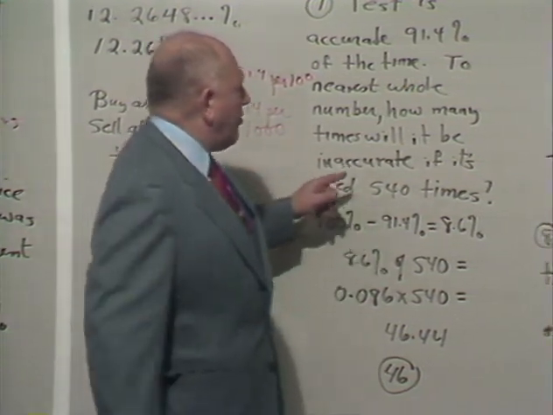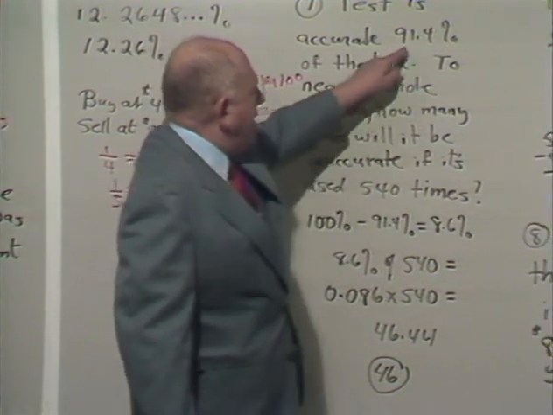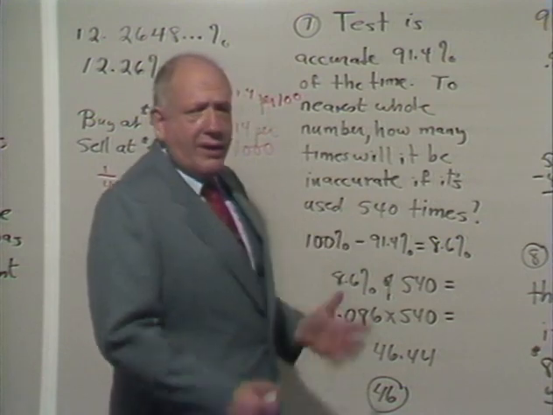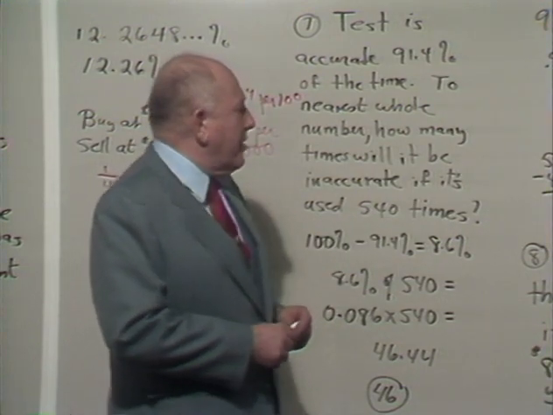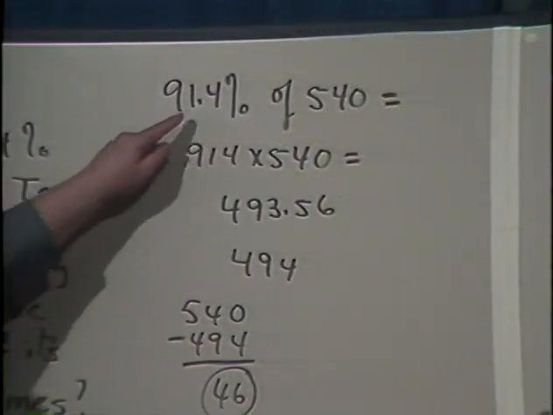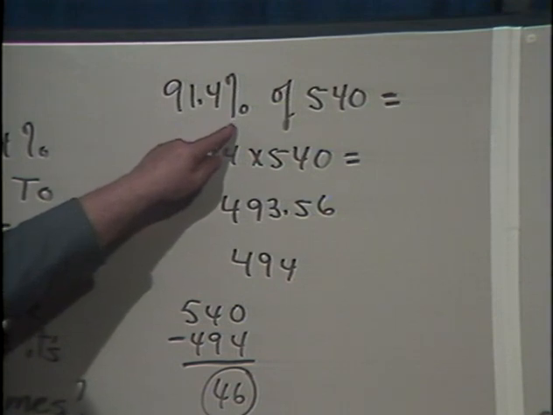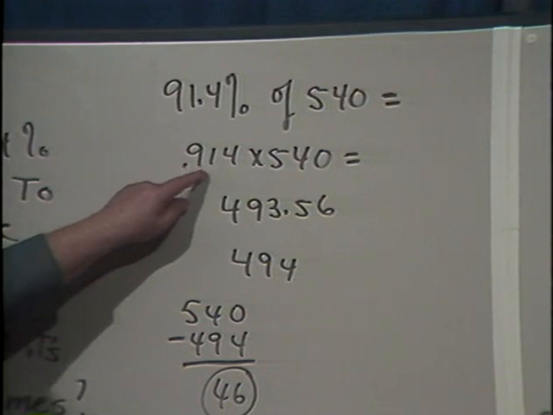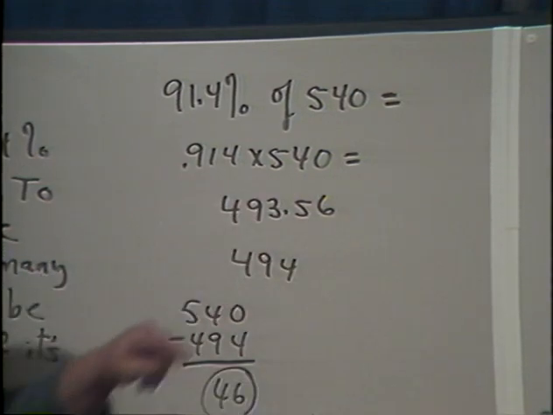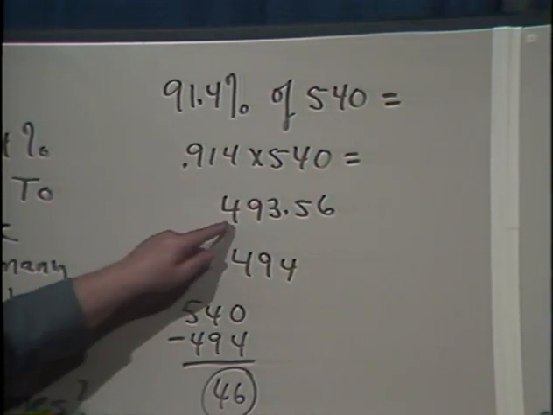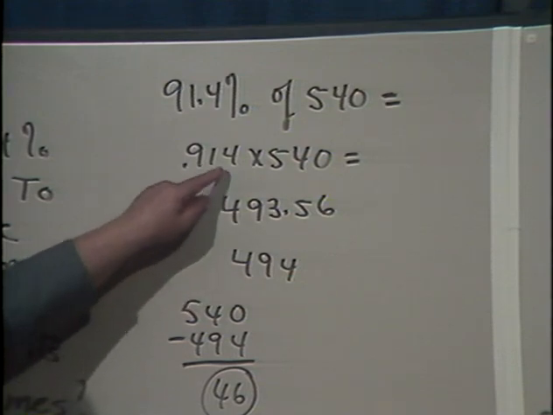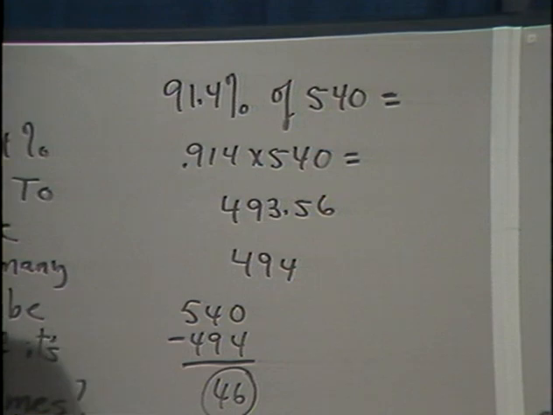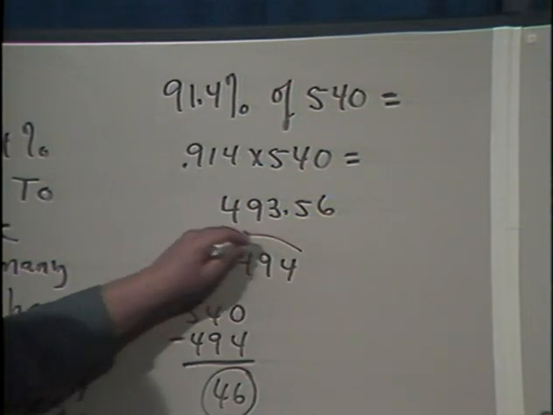Now again, the most common mistake that people make is they see the 91.4%, they see the 540, they say, what the heck, I'll take 91.4% of 540, which you can do. Namely, percent means divided by 100. That means move the decimal point 2 places to the left. That gives you 0.914. Of means times. You multiply that by 540. On the calculator again, 0.914 times 540 equals 493.56. You round that off to the nearest whole number.